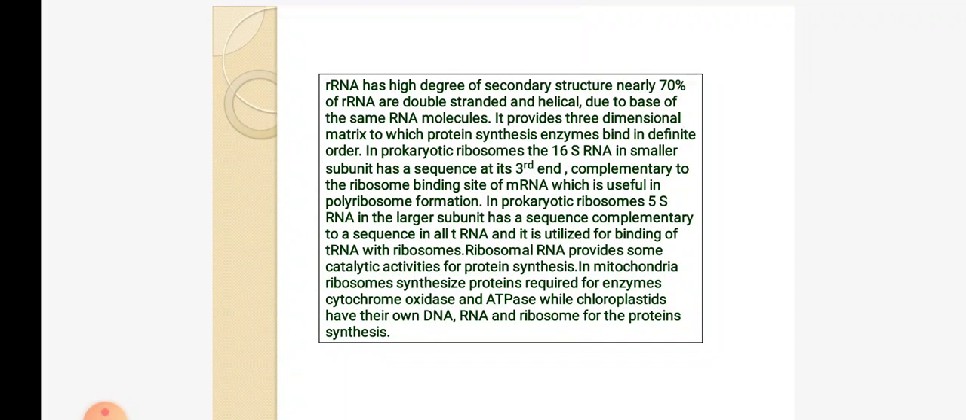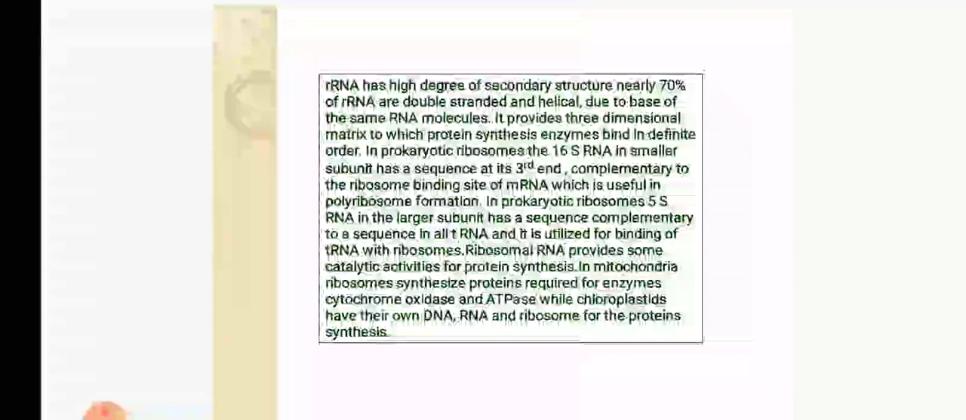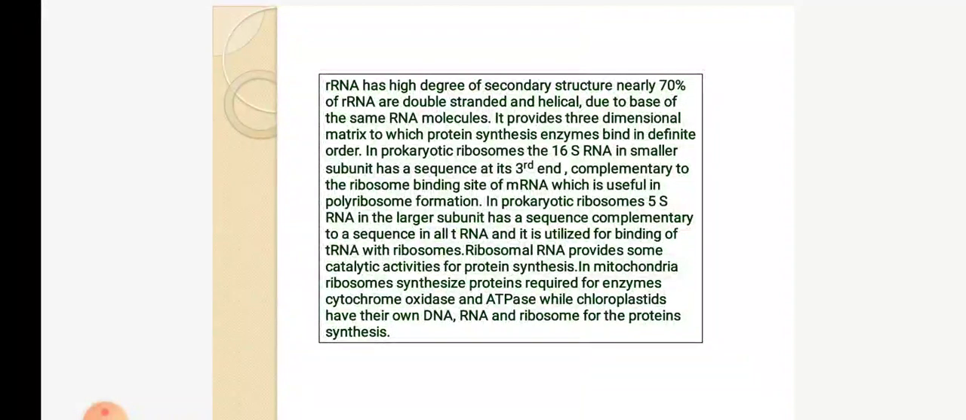In mitochondria, ribosomes synthesize proteins required for the enzymes cytochrome oxidase and ATPase, while chloroplasts have their own DNA, RNA and ribosomes for protein synthesis.